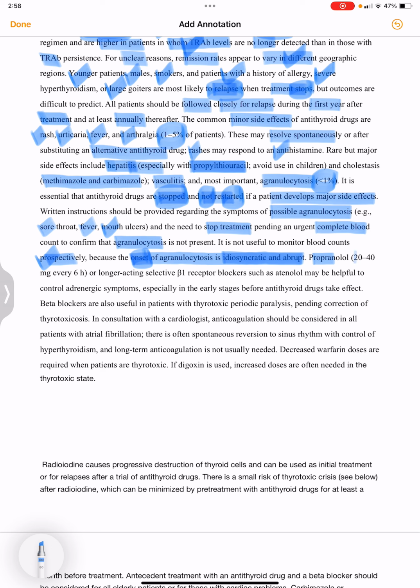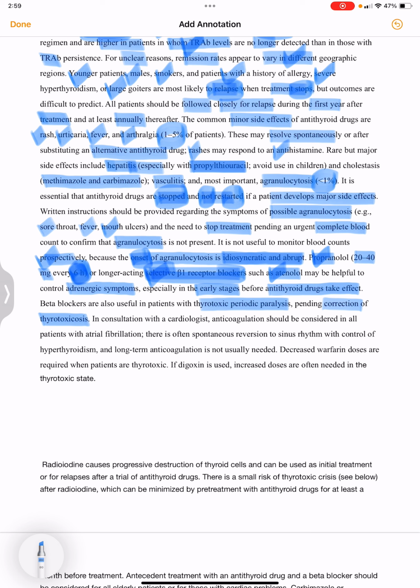And propranolol, that is 20 to 40 mg every 6 hours, or a longer acting selective beta 1 receptor blocker such as atenolol, will help the adrenergic symptoms, especially in the early stages before anti-thyroid drugs take effect. If there are any adrenergic symptoms, they will respond to propranolol 20 to 40 mg every 6 hours, or a longer acting selective beta 1 receptor blocker such as atenolol. Beta blockers are also useful in patients with thyrotoxic periodic paralysis pending correction of thyrotoxicosis.